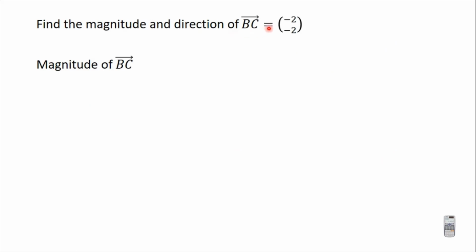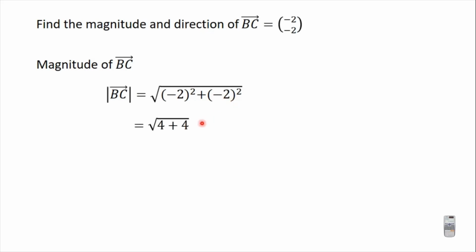The components of vector BC are -2 and -2. So as usual, the magnitude of vector BC is equal to the square root of (-2) squared plus (-2) squared. When you do this on your calculator, you are going to have square root of 8. Don't forget to put -2 in a bracket. So square root of 8. Now, we are correcting our answer to 1 decimal place. So square root of 8 corrected to 1 decimal place is 2.8. We don't know the units here, so 2.8 units.